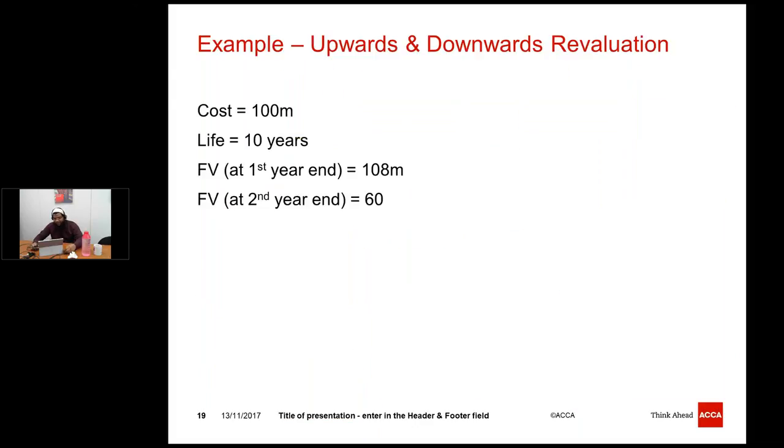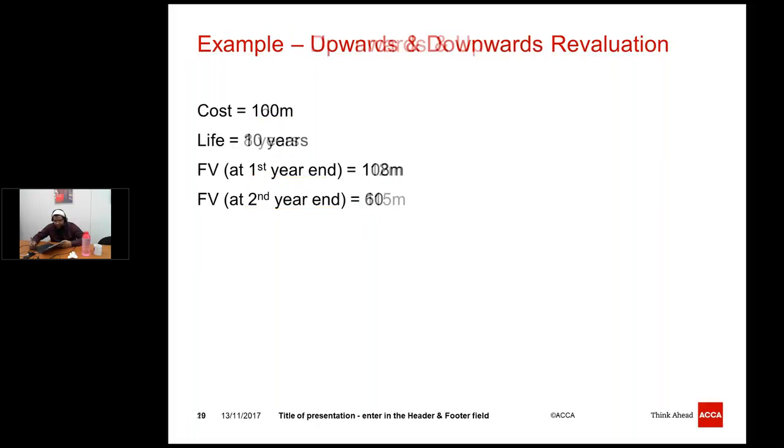Now let's have an example. We have an upwards revaluation and then a downwards revaluation. This is not a past paper question. This is one of my own example questions. The question says that there's an asset with a cost of $100 million. The life of the asset is 10 years and the fair value at the first year end was 108 and at the second year end was 60.